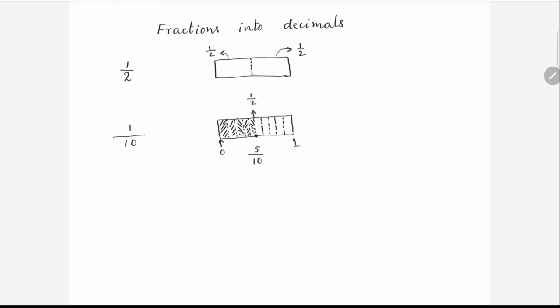Now, this 5 by 10, how many 1 by 10s does it have? The first 1 by 10, the second 1 by 10, the third 1 by 10, and the fourth 1 by 10. So we know that 5 by 10 is exactly equal to 1 by 10 plus another 1 by 10 plus another 1 by 10 plus the fourth 1 by 10 and finally the fifth 1 by 10.